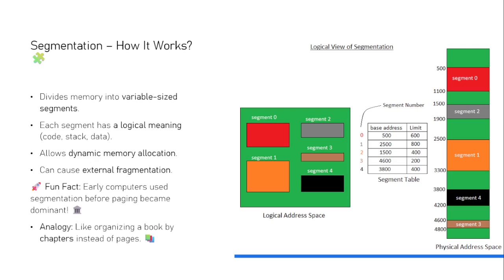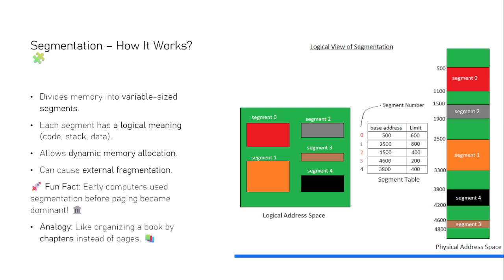Now I'll talk about segmentation. So segmentation is a memory management technique that divides memory into variable size segments, each serving a logical purpose. Unlike paging, where all pages are of the same size, segments can be of different sizes based on the program's structure. Each segment corresponds to a logical part of the program, like the code segment, which stores program instructions, the data segment, which stores variables and constants, or the stack segment, which manages function calls and execution flow. This makes segments more intuitive for programmers.